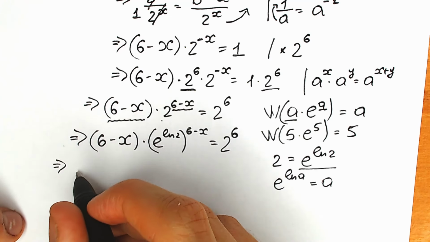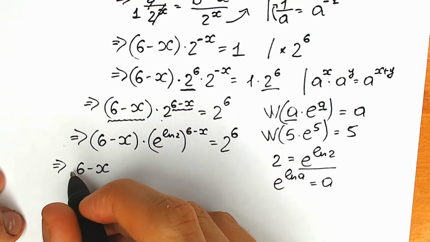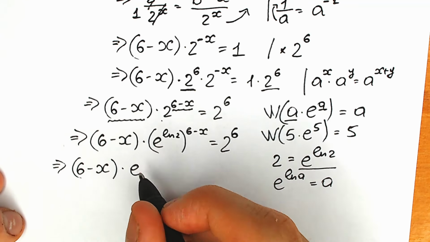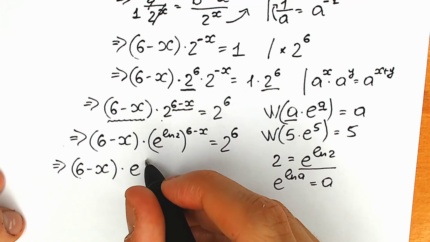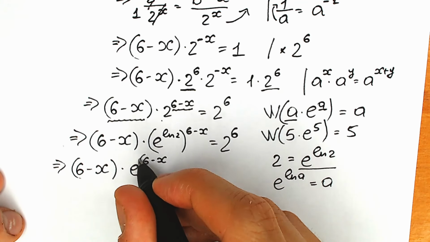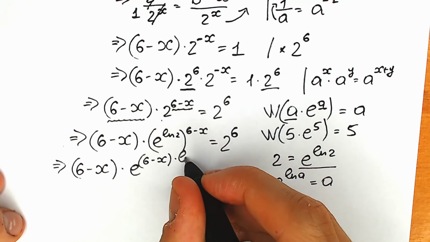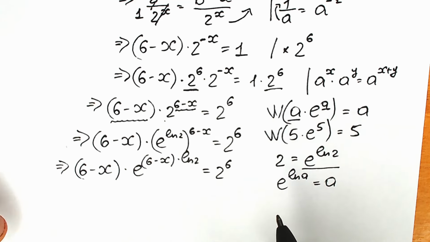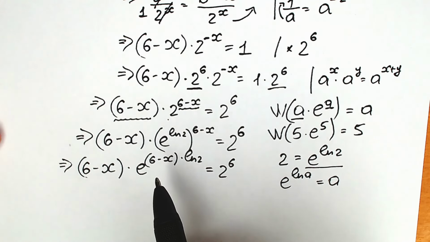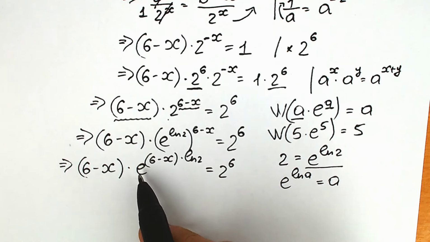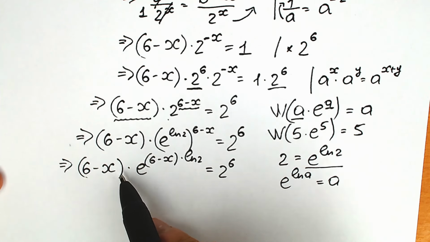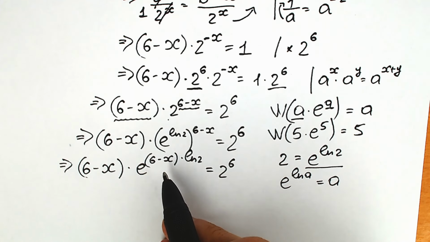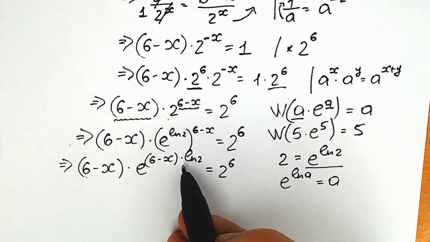Let's do this. So we have 6 minus x times e to the power, I'm going to write 6 minus x on the first position, times natural log 2, and equal to 2 to the power 6. Well, let's look closely right now. What do we have in our question, in our expression? Okay, we have e, really great. We have 6 minus x, and we have, looks like the same power, and everything's going to be great. We have 6 minus x, but we have times natural log 2.